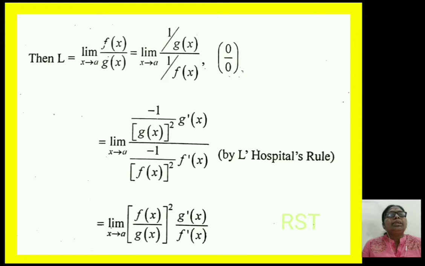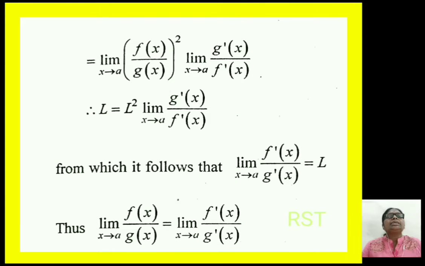Hence, L equal to limit x tends to a. After simplifying, we get L equal to limit x tends to a in bracket f(x) upon g(x) bracket square into g dash x upon f dash x, which is equal to limit x tends to a in bracket f(x) upon g(x) bracket square into limit of g dash x upon f dash x as x tends to a.